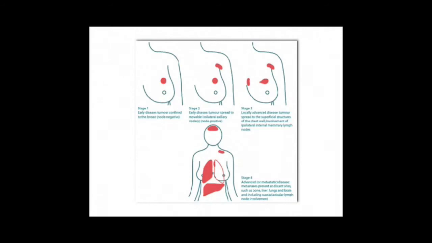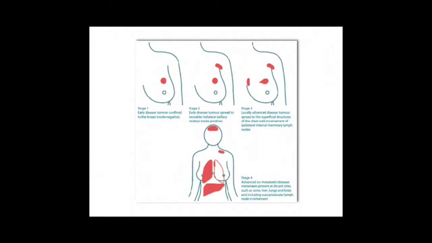So here we go. This is just a basic clinical staging system. In stage 1, or early disease, the tumour is confined to the breast, as shown here on the diagram, and there are no nodes. In stage 2, representing also early disease, there is some spread to the ipsilateral axillary nodes, and these are movable.